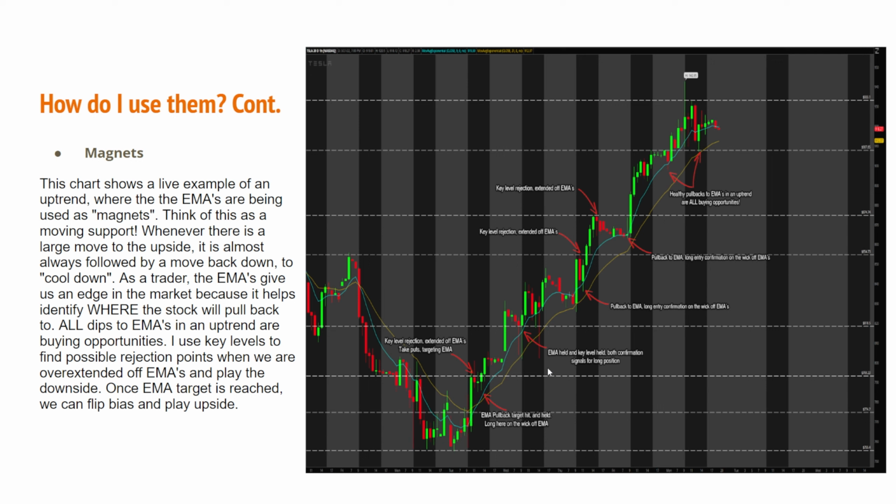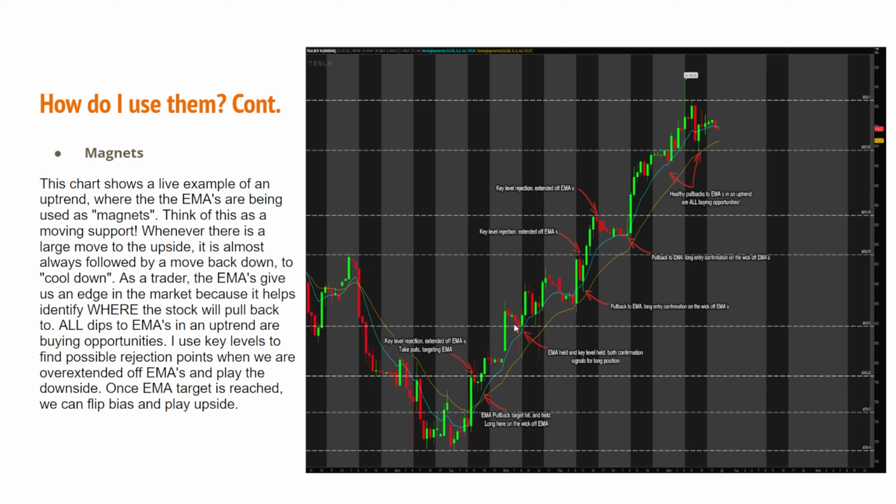And your reward is your previous highs, right? So ideally it's a really good risk to reward setup, which is why I use it a lot. In this example, I was using it paired with key levels, so you can see how we hit a key level here and get a rejection. You can also see it's extended off the EMAs, so you get a pullback towards the EMA long there.